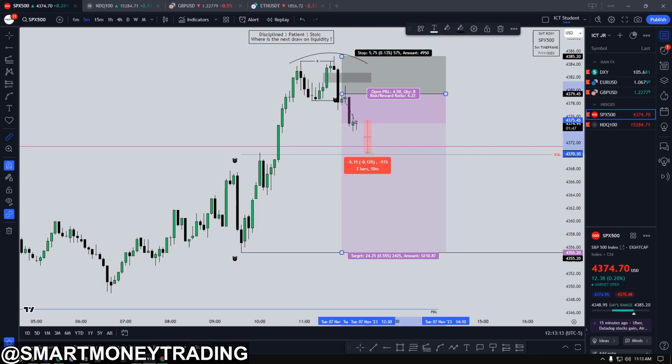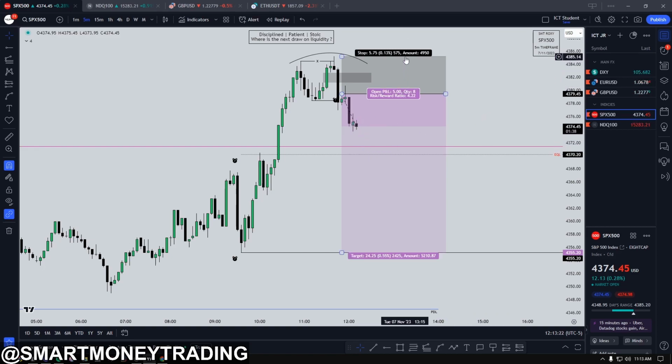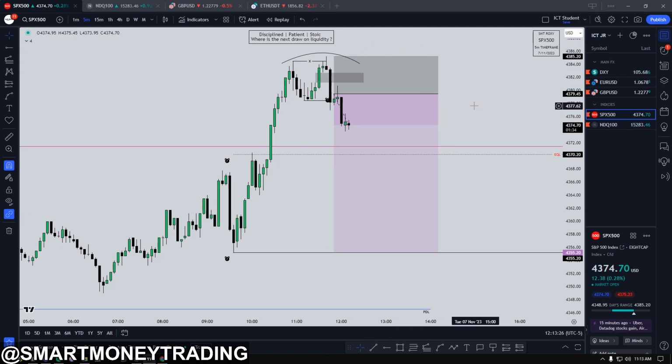I'm gonna want to see price come down to equilibrium, take a partial, and then eventually if we want to retrace, our stop loss is gonna be at break even. And of course, if we want to form a market maker buy model, come back up, take these out, and then eventually start up another market maker sell model, then that's perfectly fine.